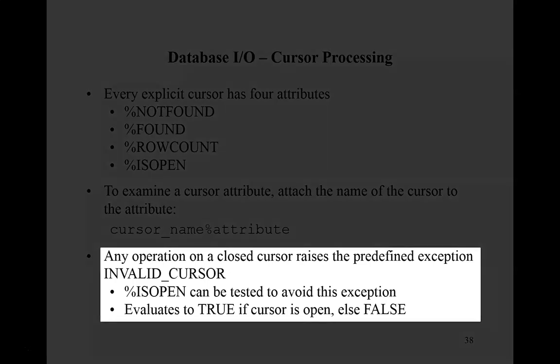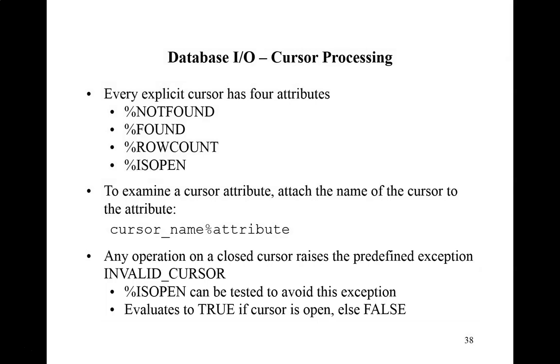Now, any operation on a cursor that is closed, either not yet open or had been closed by invoking the close operation, raises an exception called invalid cursor. In order to determine whether a cursor is closed and avoid this possible exception, we can use the %isopen attribute and test the status of the cursor prior to making a reference to the found, not found, or row count attribute. Note that %isopen evaluates to true if the cursor is open, otherwise it evaluates to false.